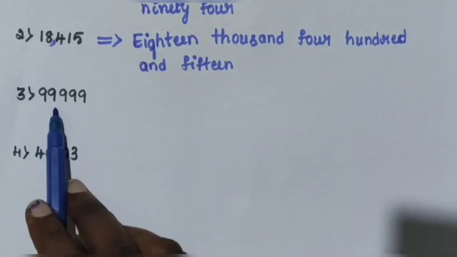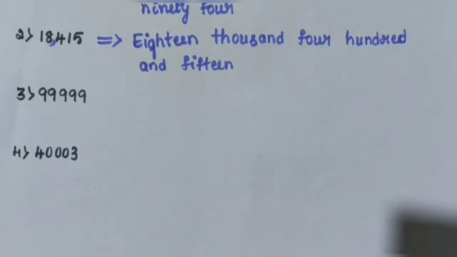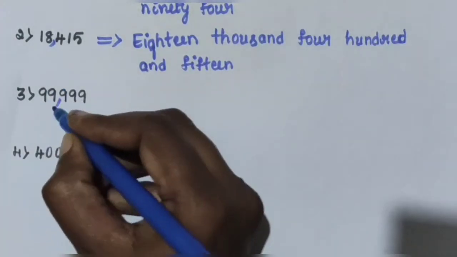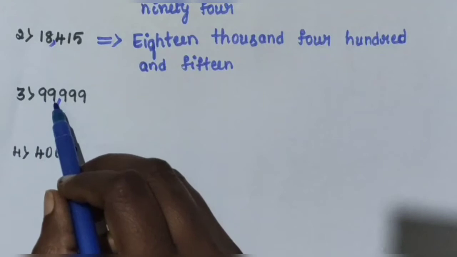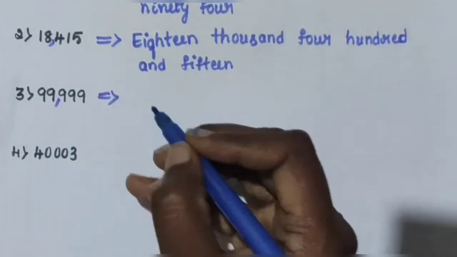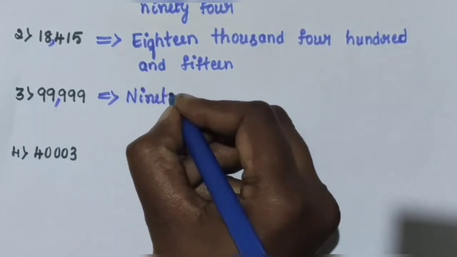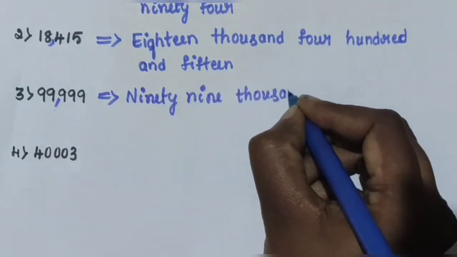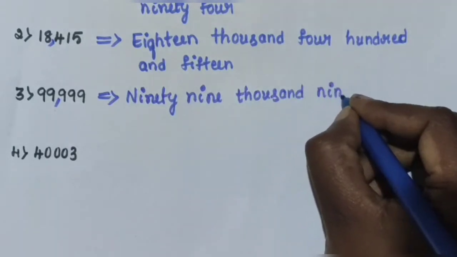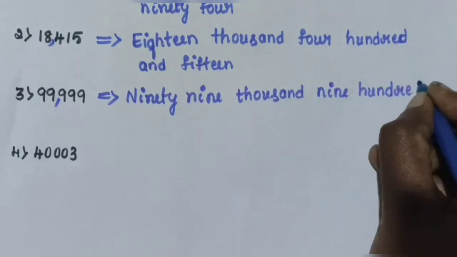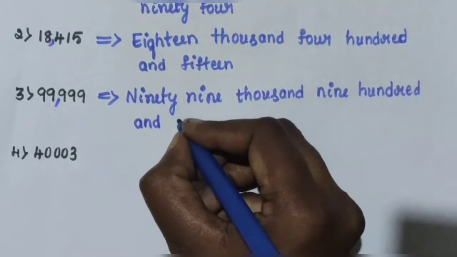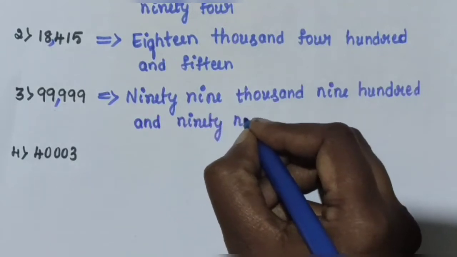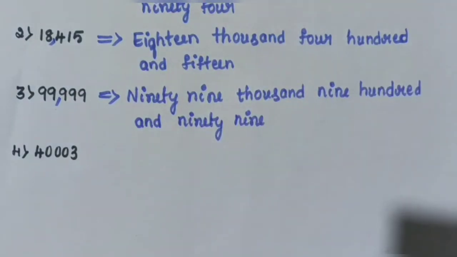Next, question number 3. 99,999. First, insert commas, 3 digits from the right side. You need 10, 100, and apply the commas. 1000, 10,000. 99,999. Then write in words. 99,000. 999.